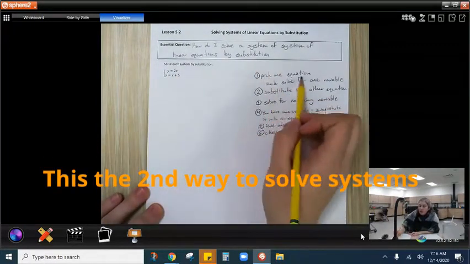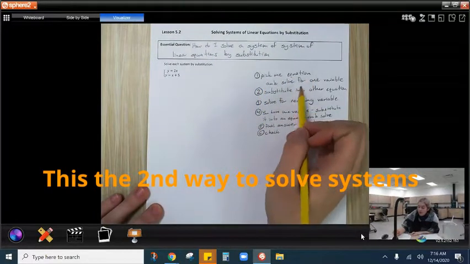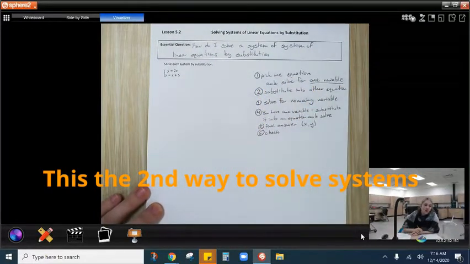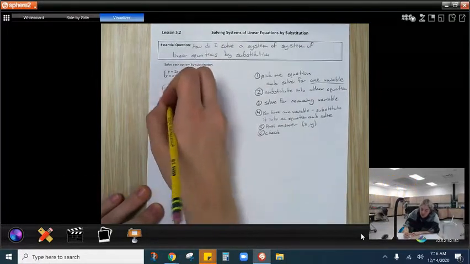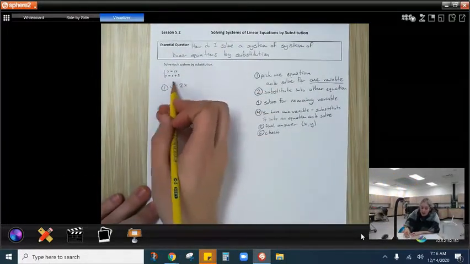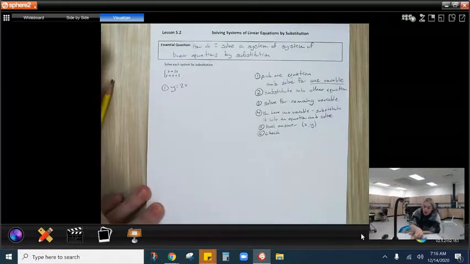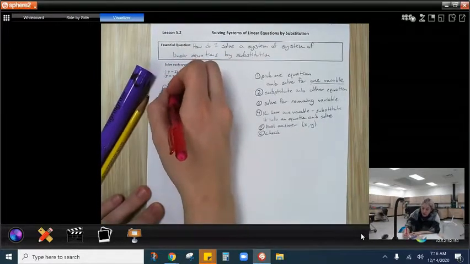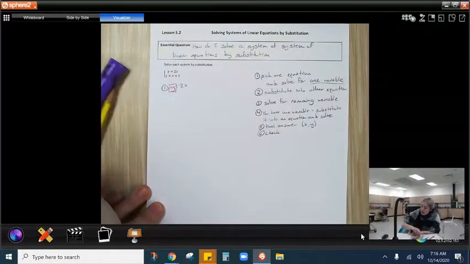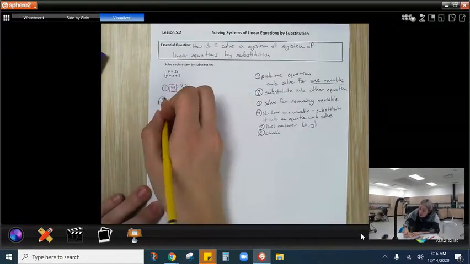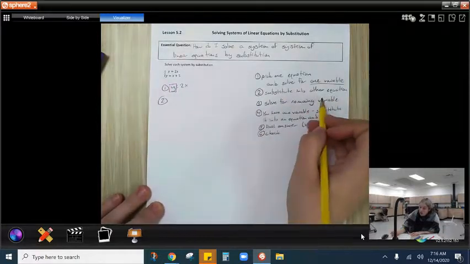We're going to start by just picking one equation and solving it for one variable. Doesn't matter if it's x or y. I'm going to pick my y equals 2x because I have y by itself. So my y is already solved. It's by himself. Done.